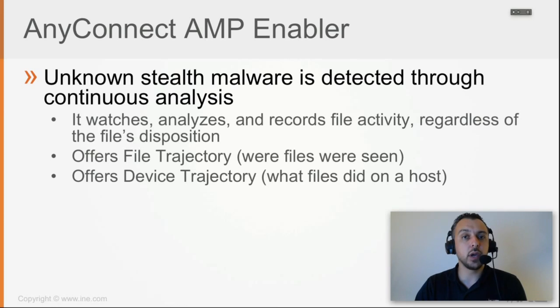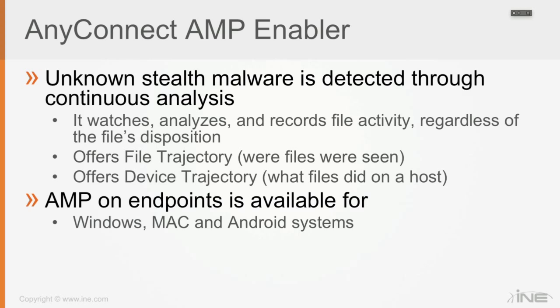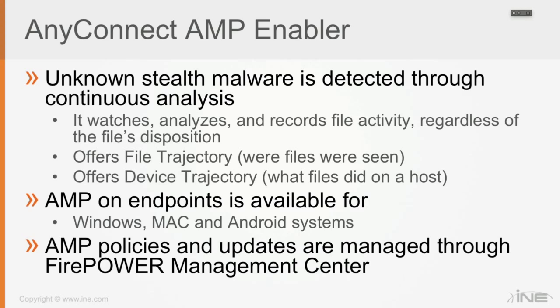So it's going to at that point stop or block the attack, or of course, because it's too late, the endpoint is already infected, then AMP is going to alert you so that you can take further action. Or of course AMP can be integrated with ICE, which means AMP is going to tell ICE that that user's endpoint is infected, and ICE can change authorization, so quarantine the endpoint for remediation purposes. AMP on endpoint is available for Windows, Mac, and Android systems, so not for Linux and not for iOS systems so far. And AMP policies and updates are managed through Firepower Management Center.